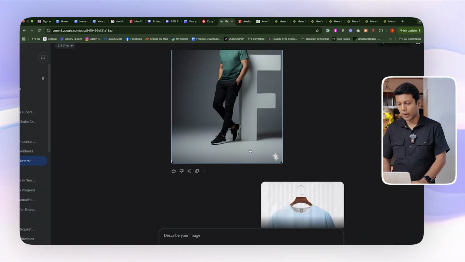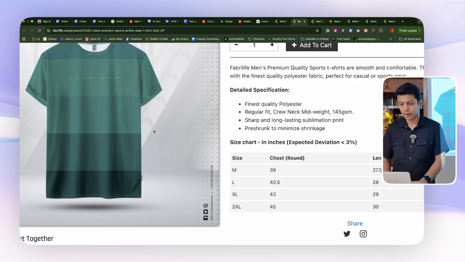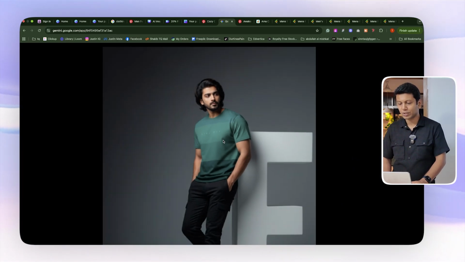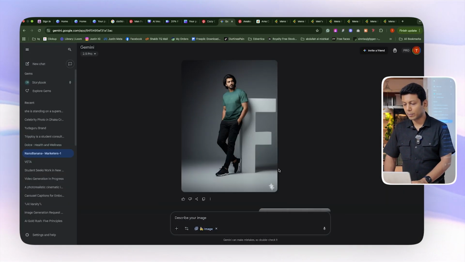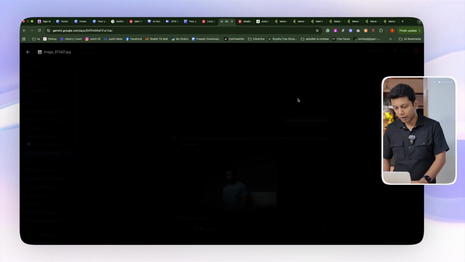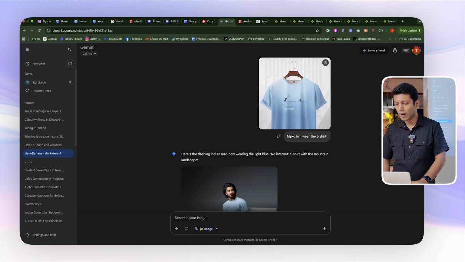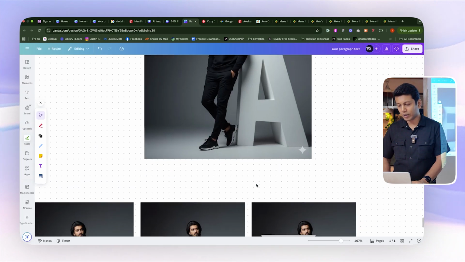But look at this picture, this t-shirt, and let me show you the actual product. This is the one, and this is the Gemini output, the Nano-Banana output. How amazing. And I've done this for some other products, other t-shirts, other colors. This one was another one, and I gave a very simple prompt, make him wear the t-shirt, and it did pretty well. Wow.